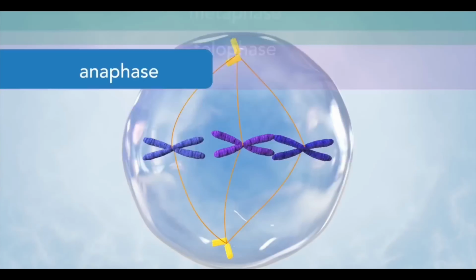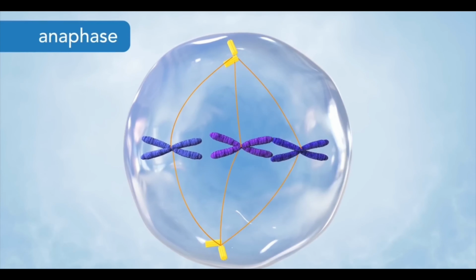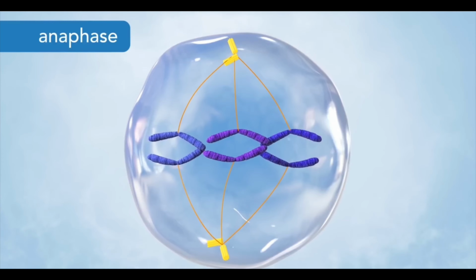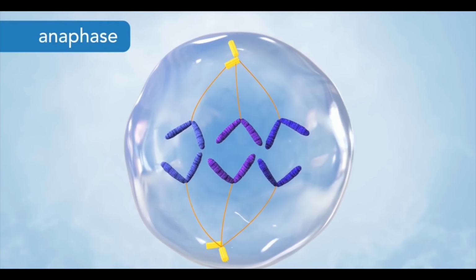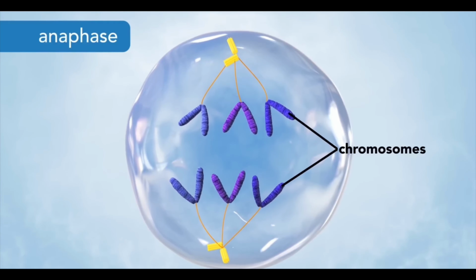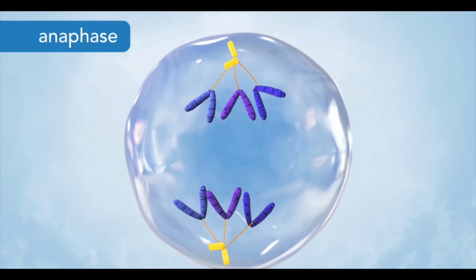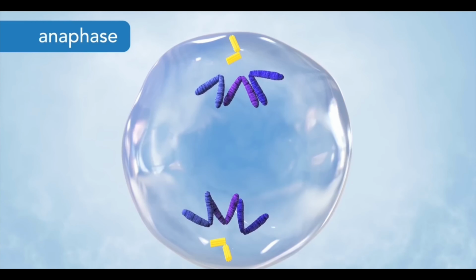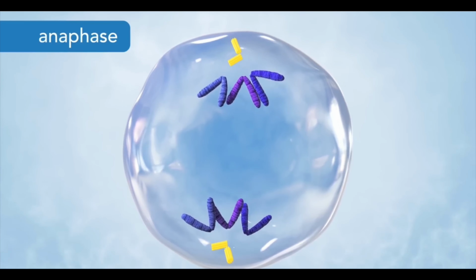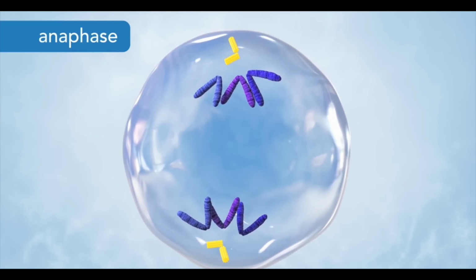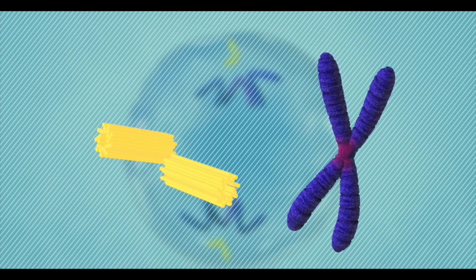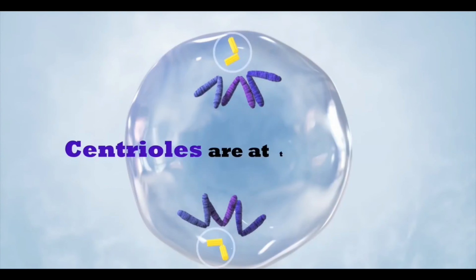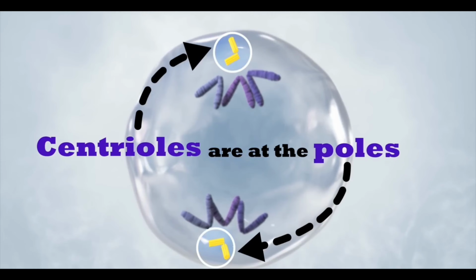Anaphase follows metaphase. During anaphase, spindle fibers separate the sister chromatids at their centromere. Once separated from each other, each chromatid is called a chromosome. The single-stranded chromosomes form a V shape as the spindle fibers shorten and drag them through the gel-like cytoplasm. The chromosomes move to opposite poles of the cell towards their centrioles. It's common to confuse centrioles with centromeres, which connect chromatids. Remember, centrioles are at the poles.